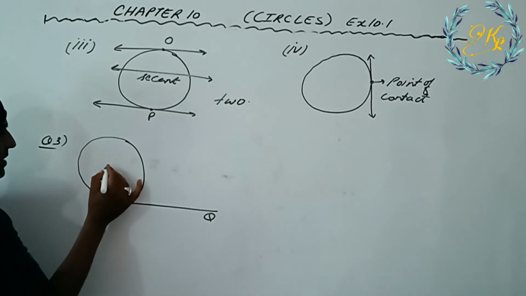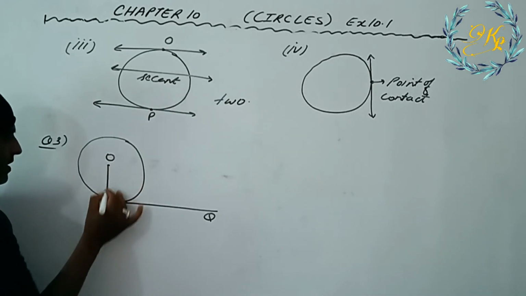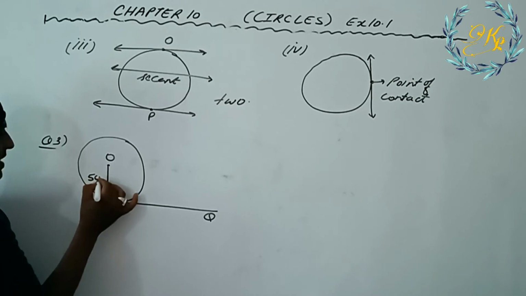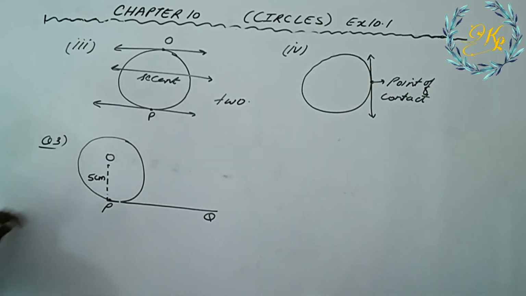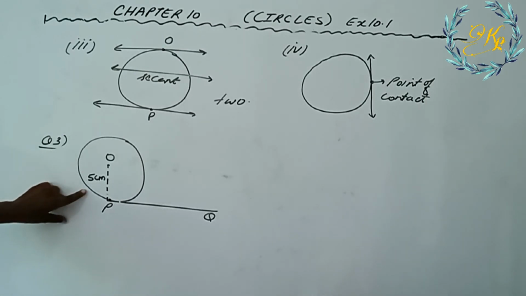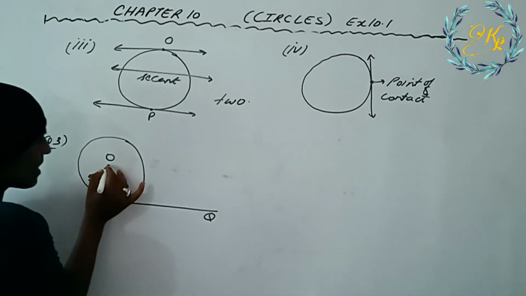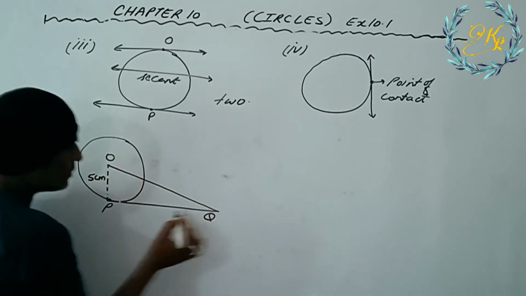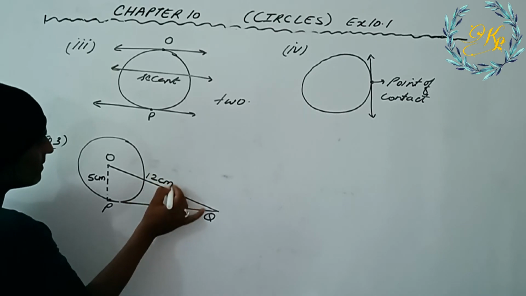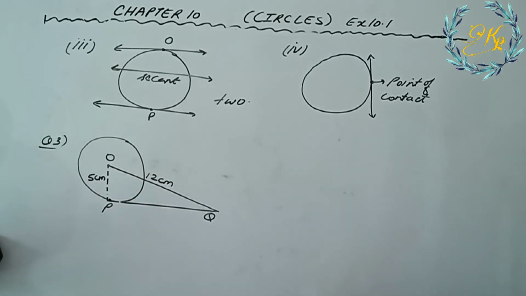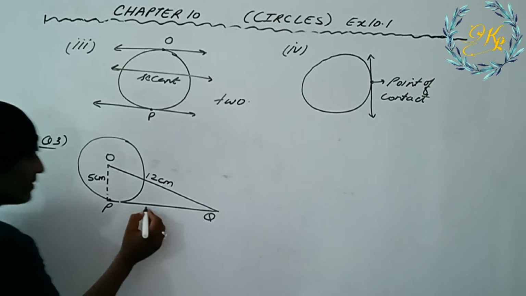Now from a fixed point, let this point be O. The radius of the circle is 5 cm. Let's mark the radius with a different pattern. Alright. Now, the tangent meets a line through the center at a point Q. As you can see, a line is drawn from O to Q. The measurement of this line is 12 cm. Now, we are supposed to find the length PQ. We have to find this.